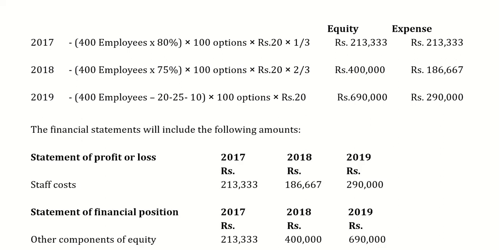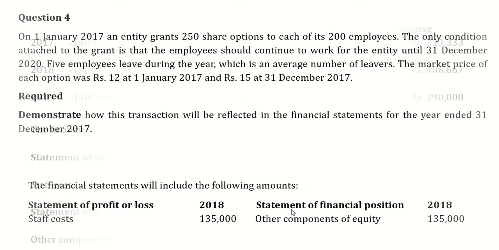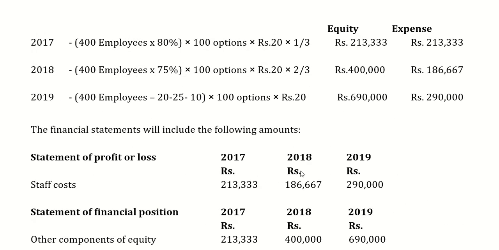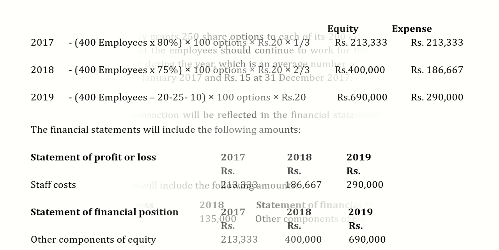If you put them into the P&L account in staff cost, in year 2017, 213,333, and your other component of equity credit, 213,333. In 2018, your P&L charge is 186,667. With that, you have a balance of 400,000. Third year, you charge 290,000. With that, you have a balance of 690,000 in your balance sheet, right? So that's how you have to apply this best estimate concept to this one.